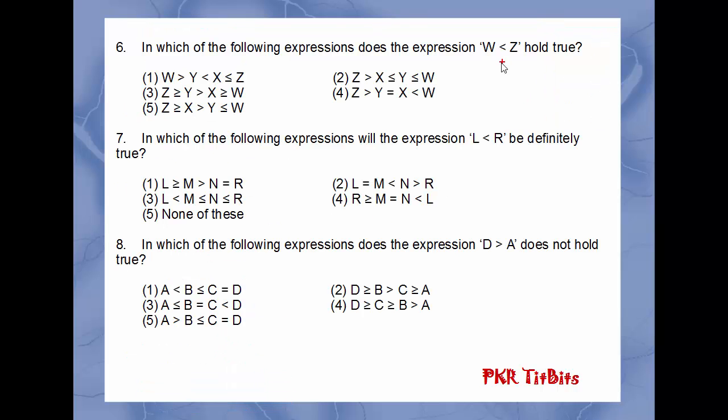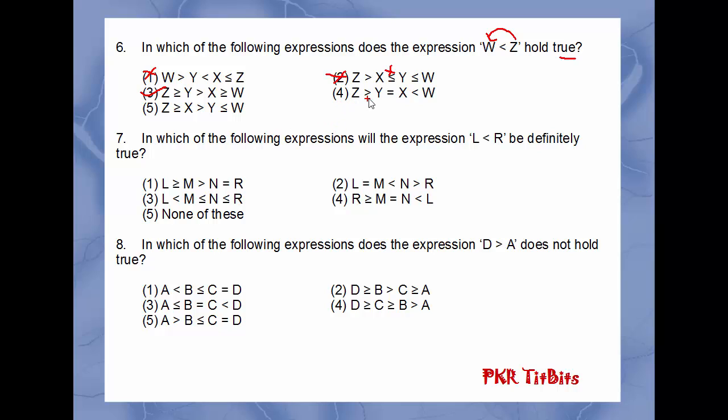In which of the following expressions does the expression W less than Z hold true? So we have to make sure that this condition is true in which of these options. Starting from Z, we have to go to W. So it will take Z to X, X to Y, and we are stuck with this. So this is not an option. Starting from Z, Z to X, and this is not linked. So this is a wrong option. Z to Y, Y to X, X to W. So this holds true. Let us see other options as well.